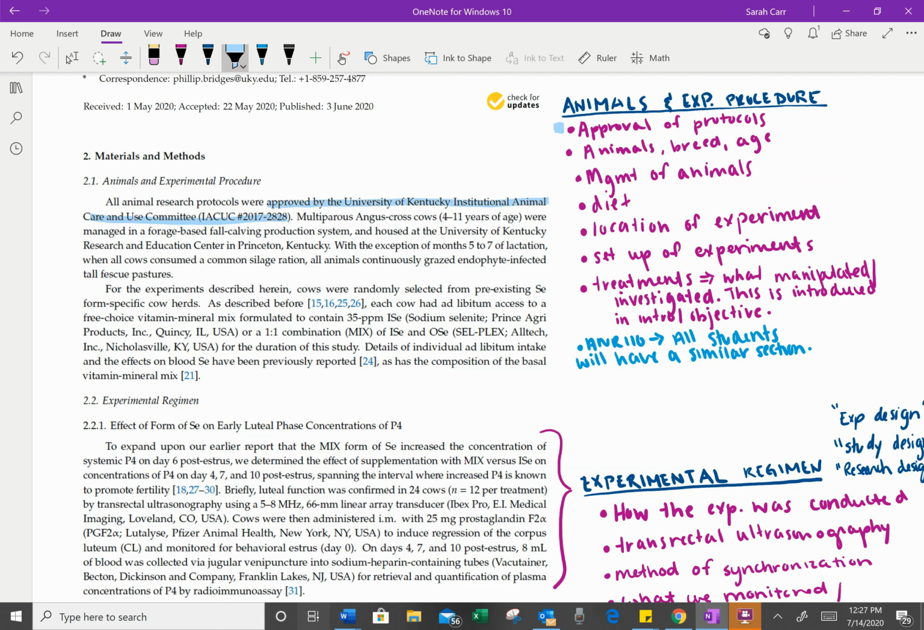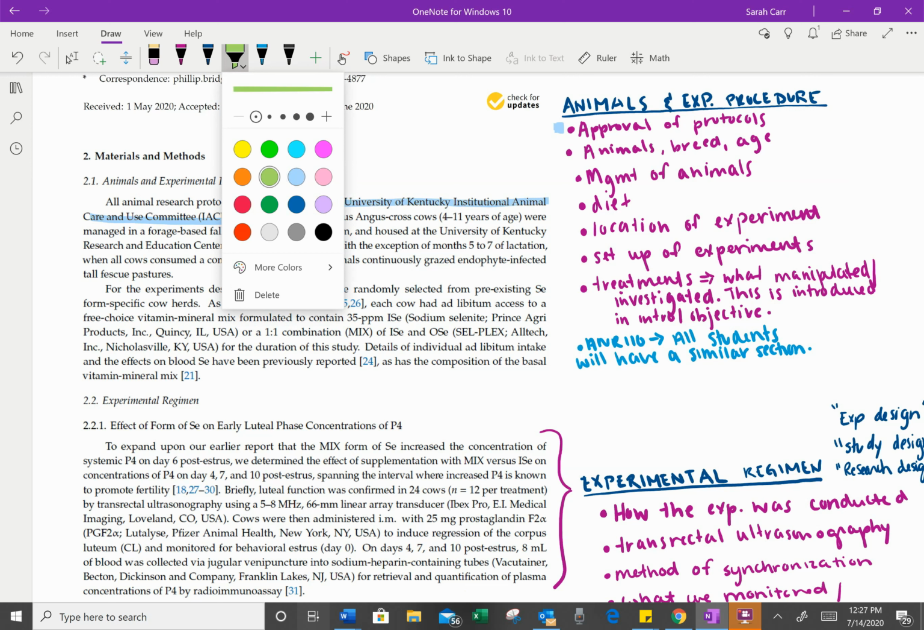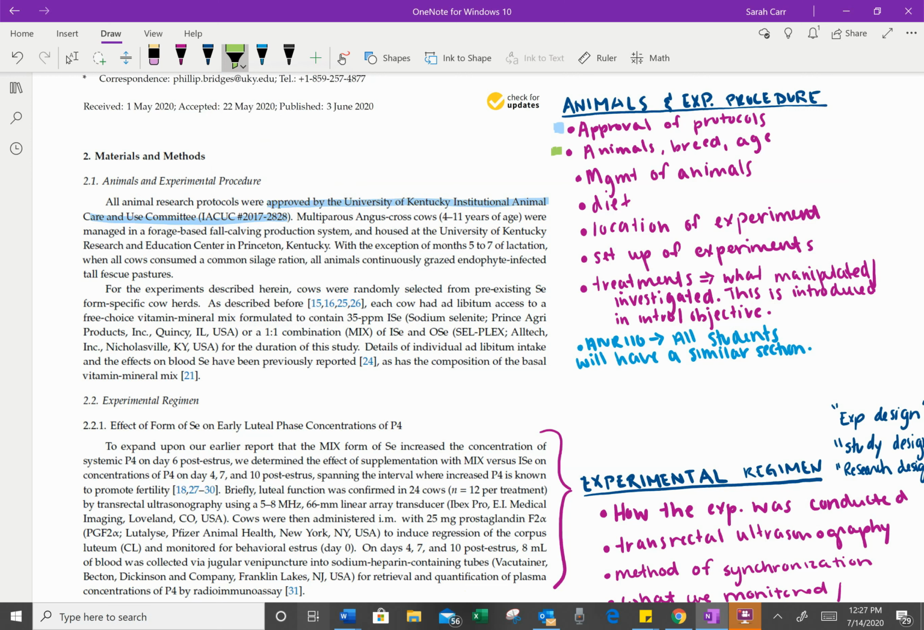And then we have the animals, breed, and age. So I'll make that a different color. So we have animals, breed, age, 11. And this also includes the parity. As you can see, multiparous means they've all had more than one calf.